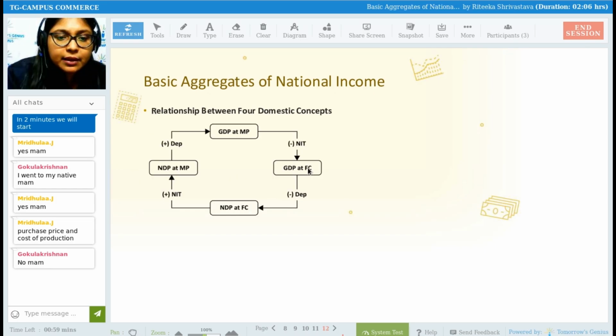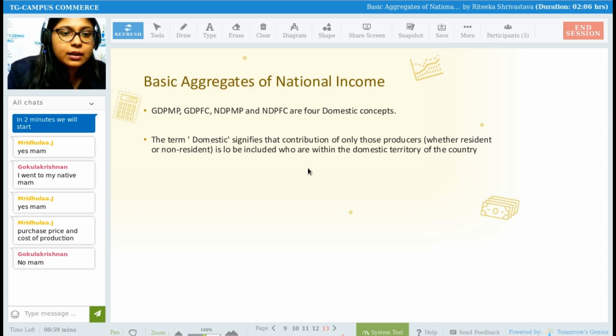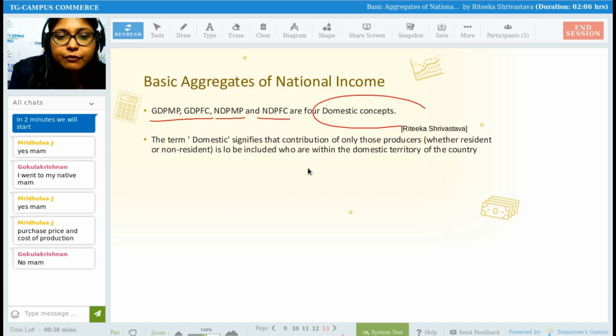Relationship between these: GDP at MP, when you subtract NIT, you get GDP at FC. When you subtract depreciation, you get NDP at FC. When you add NIT, you get NDP at MP. When you add depreciation, you get GDP at MP. This flowchart you will understand very well once you start using these terms and solving questions. As of now, it will be a little bit confusing. So GDP at MP, GDP at FC, NDP at MP and NDP at FC are four domestic concepts.